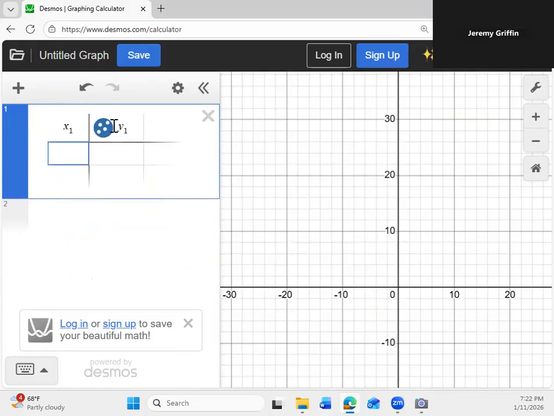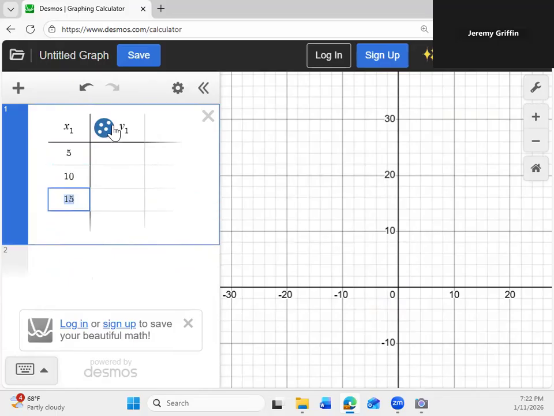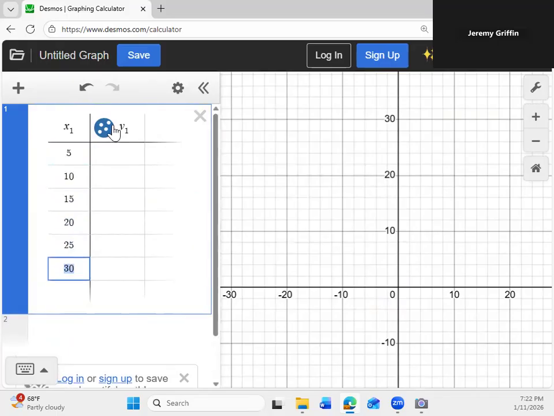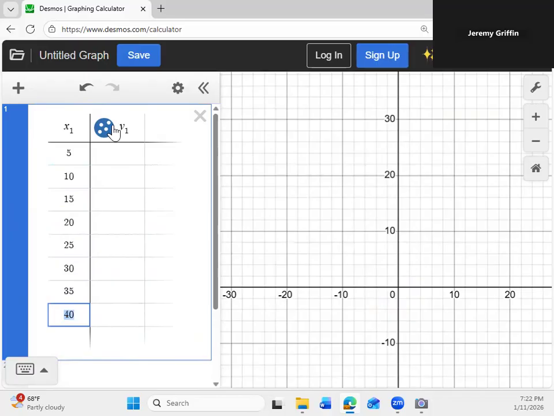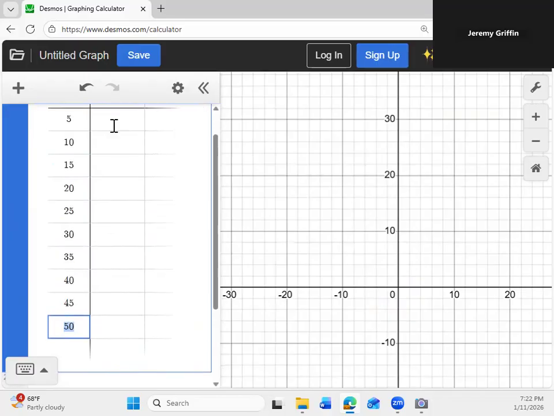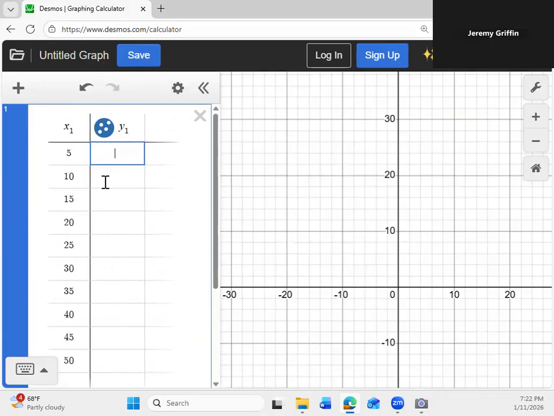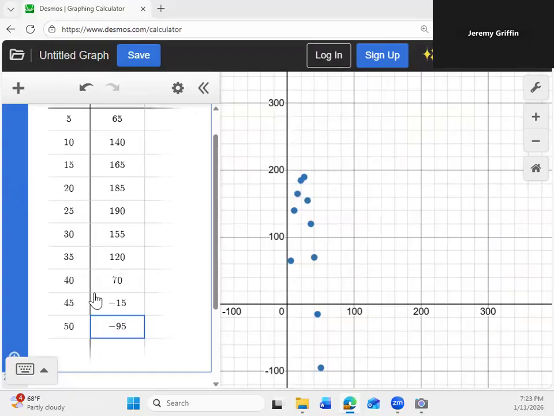Table. The x values go 5, 10, 15, 20. Desmos picked up the pattern. Goes up to 50. There you go. And then the y values. So 65, 140. Same as before, I'm going to pause this video and pop all those in for you guys. All right, so I got all the table values plugged in straight from page 39.